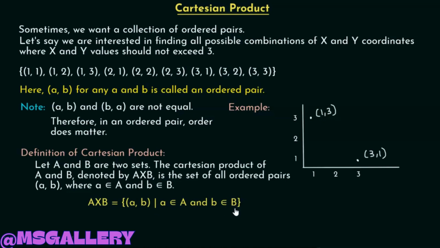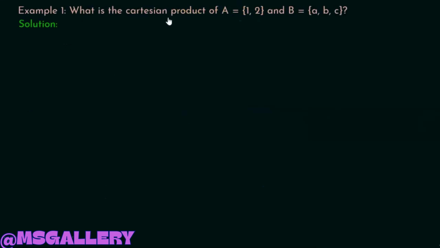Now let's discuss one example related to Cartesian product. What is the Cartesian product of A, that is this set, and B, this set? Here in set A, we have two elements, 1 and 2, and here in set B, we have 3 elements. We want to find the Cartesian product of A and B. And let me tell you, this is very simple. Here we want to find out A cross B, right? A cross B must be equal to, we can form all the different combinations.